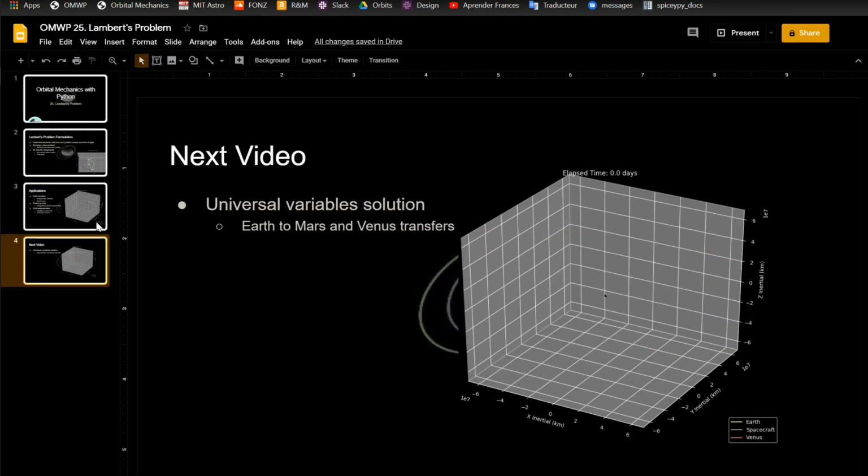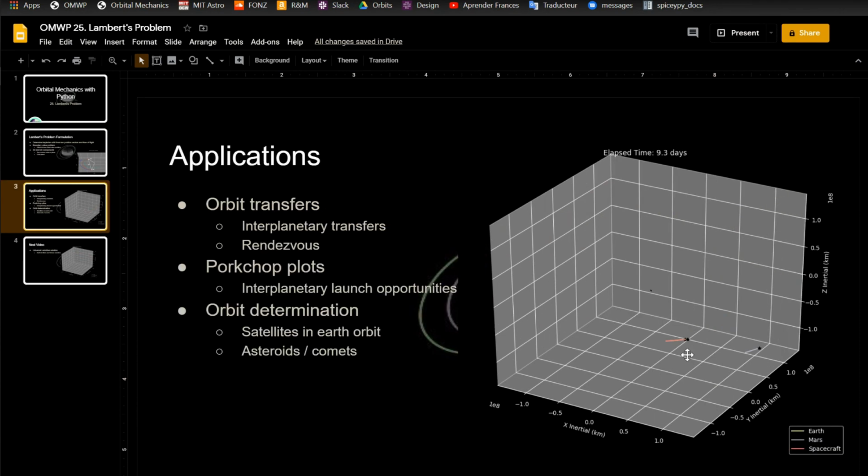Oh, go back to that. That's what this trajectory looks like. So just by solving the Lambert problem, you can get pretty good accuracy if you want to do a high thrust maneuver from one planet to the other.